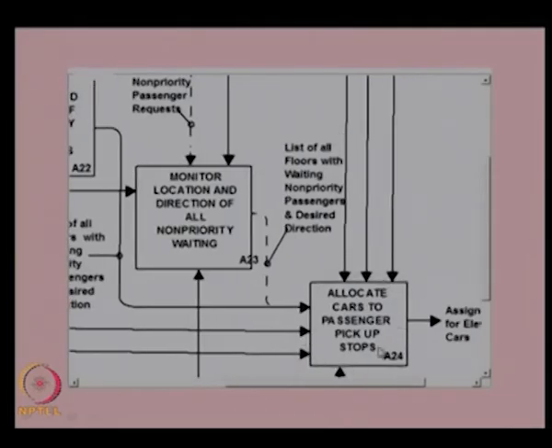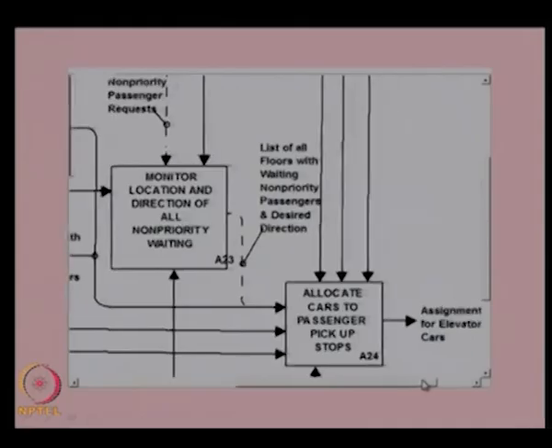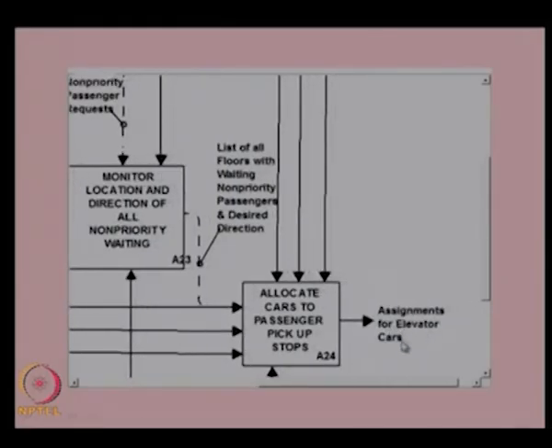So this is the main function which will allocate the cars, but it requires the information from these other functions in order to process the information about priority passengers and other passengers. Based on these inputs, it will allocate the cars to different floors and for different services, that is, assignment of elevator cars.